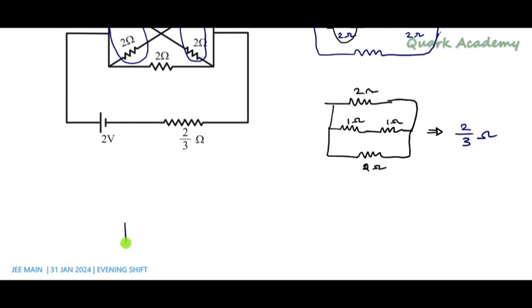Now this circuit can be redrawn. Instead of the network, we have 2 by 3 ohm, and the internal resistance is also 2 by 3 ohm. So the overall resistance of the circuit, or the total resistance, is going to be 2 by 3 plus 2 by 3. Because they are in series, we can simply add them. It will become 4 by 3 ohm.